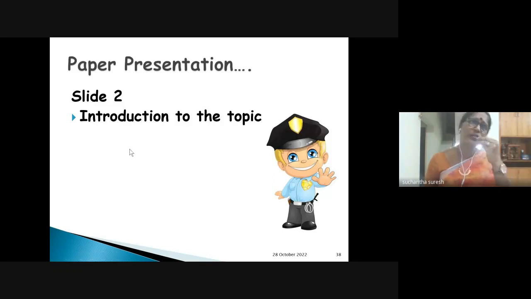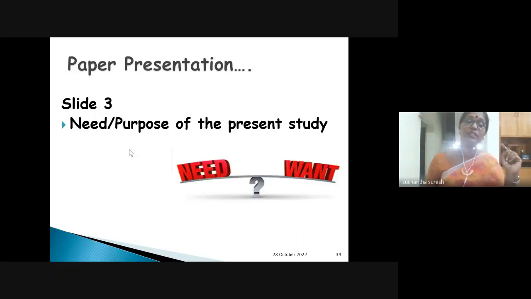But anyway, you have to orally tell something, okay? But you don't exceed the time, okay? Slide 2, introduction, only one slide, okay? Slide 3, need and the purpose of the present study. What is the need of the study, okay? What is the purpose of the study? That has to be bullet-wise or point-wise, that has to come in slide 3, okay?